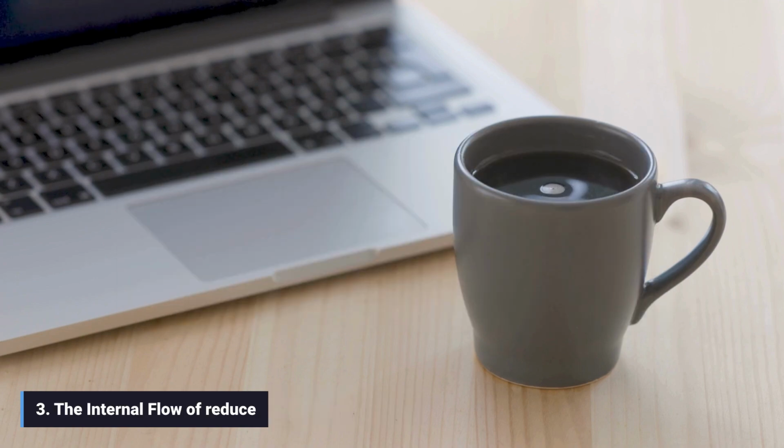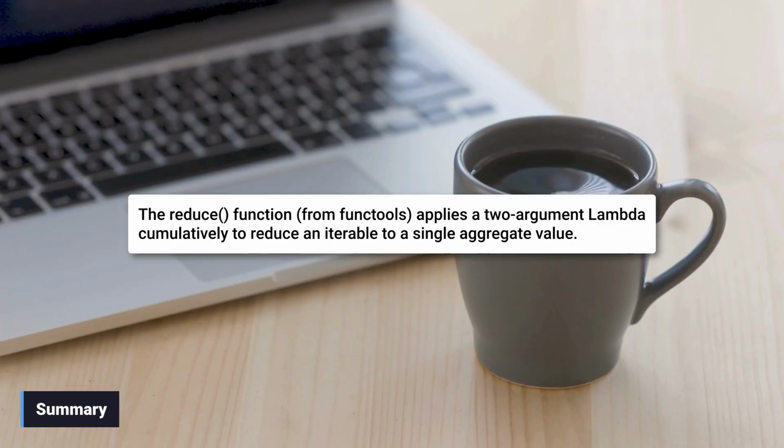3. The internal flow of reduce. Think of reduce as constantly combining the next element of the list with the accumulated result so far. This makes it ideal for aggregation operations like summation, finding the maximum value, or, as we did, calculating the product of all elements.